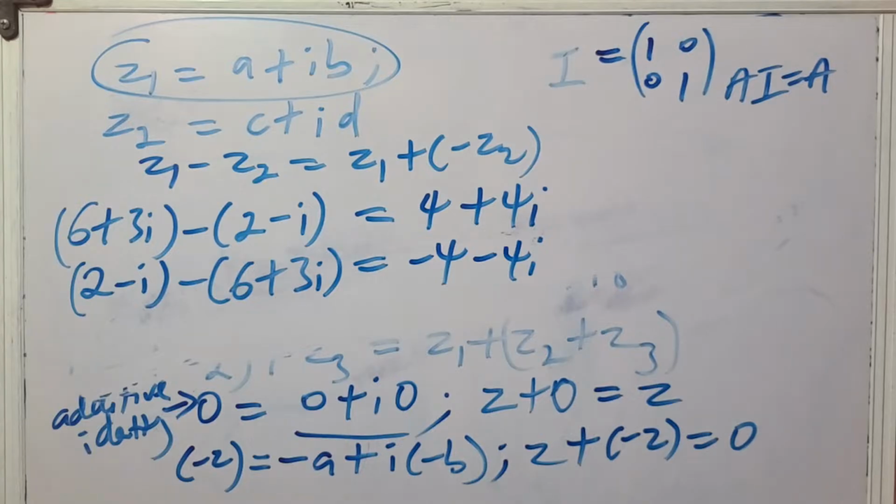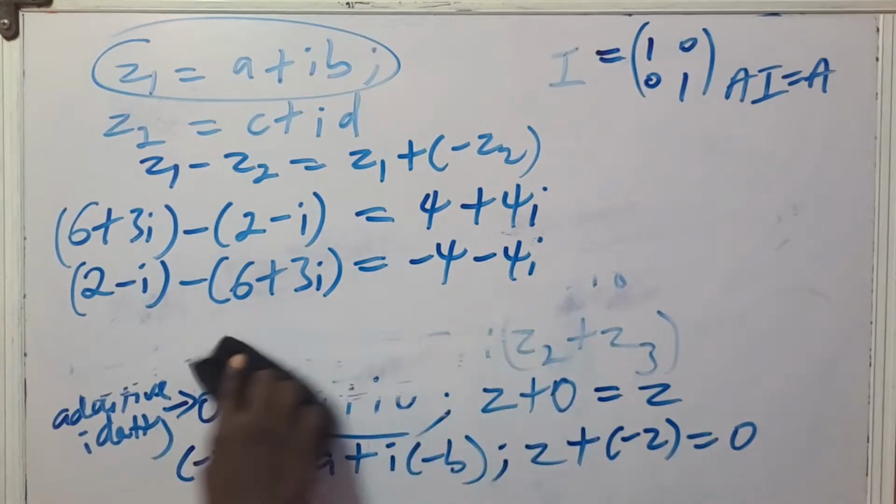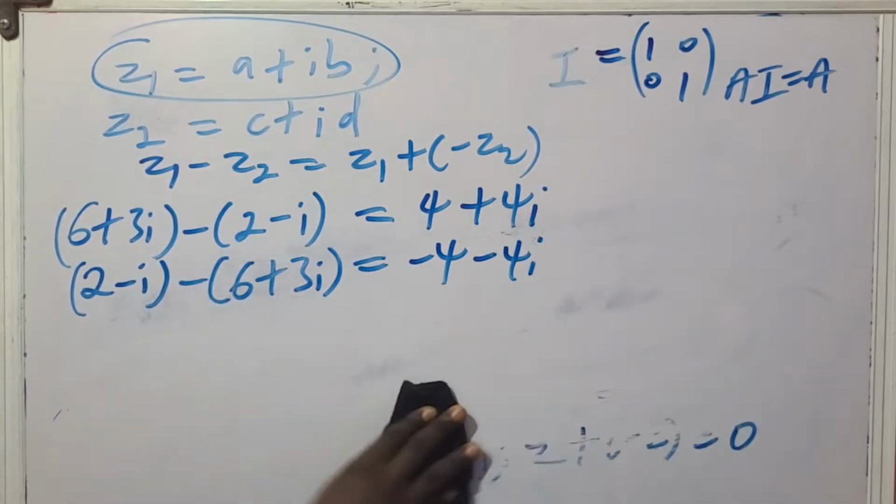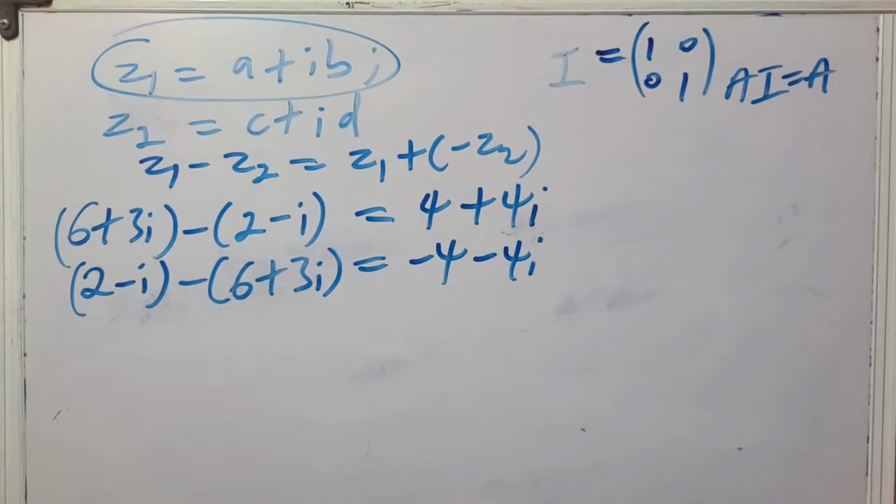Let's run to the multiplication part of complex number. Multiplication of complex number. These are key to all the different other solutions you want to be doing. Once you understand how to do all these things, you will not go wrong.